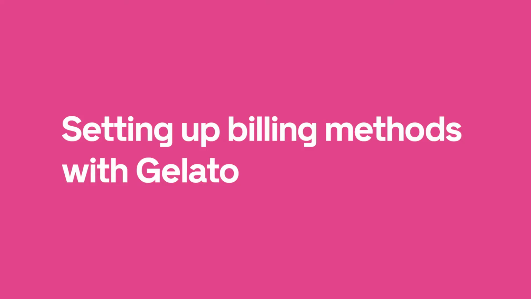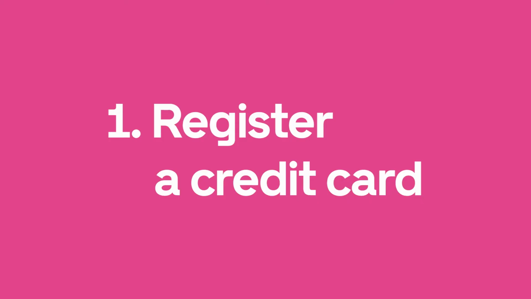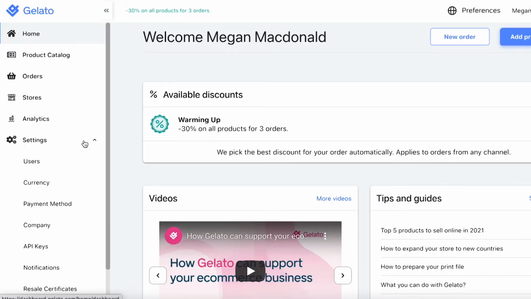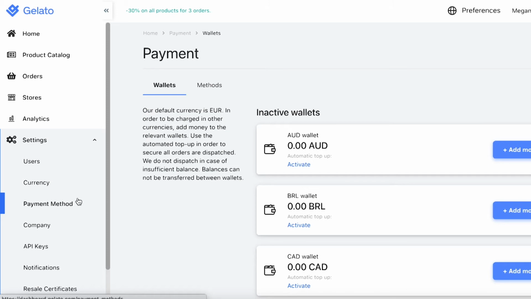To ensure that your orders are processed automatically, you need to set up a payment method in your Gelato account. There are three options to choose from. You can register a credit card, such as Visa or MasterCard. In your Gelato account, go to Settings, Payment Method, and Add a new card.